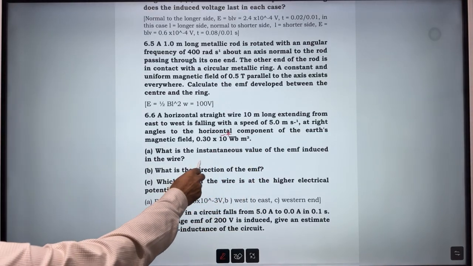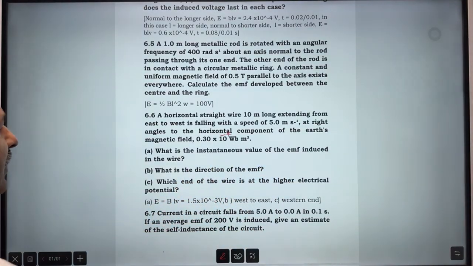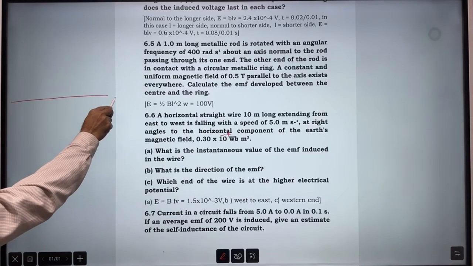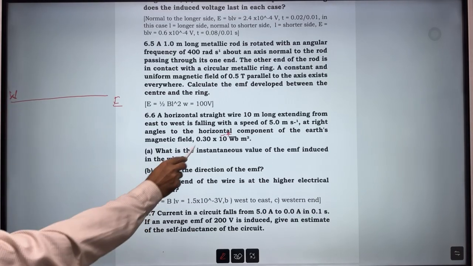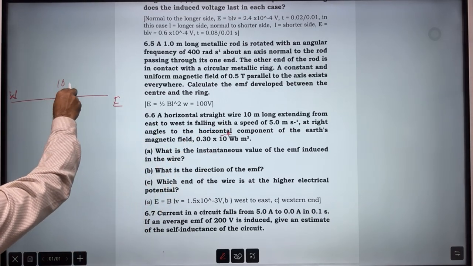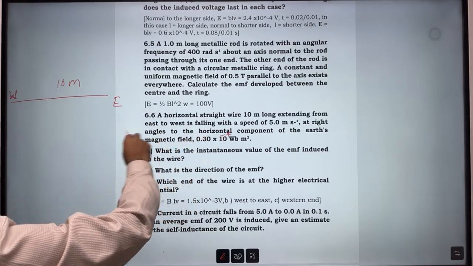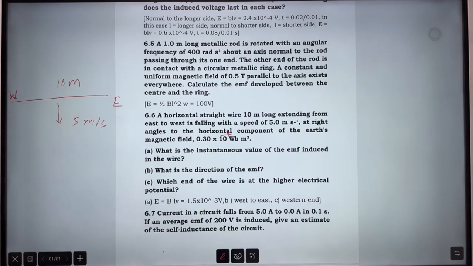So here, what is the instantaneous value of the induced EMF in the wire? What is the direction of EMF? Which end of the wire is at higher electric potential, right? So let's see the situation. A horizontal straight wire 10 meter long extending from east to west. So the wire is like this. This is east, this is west, right? East to west, and length is given as 10 meter. It is falling. Here the speed of fall is given as 5 meter per second, right?